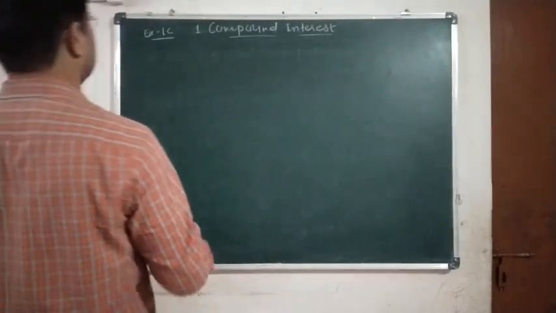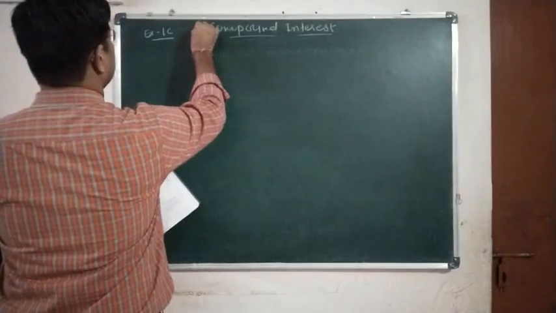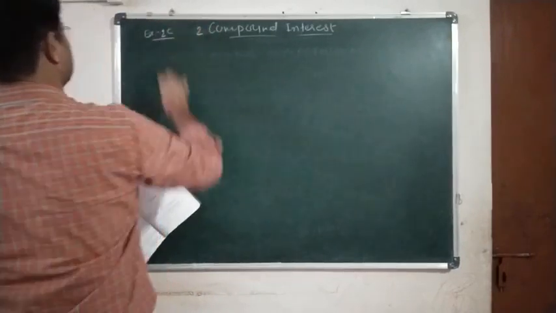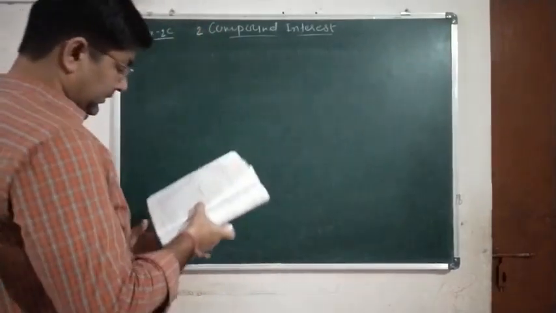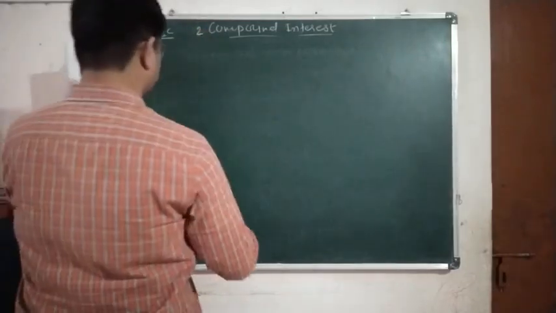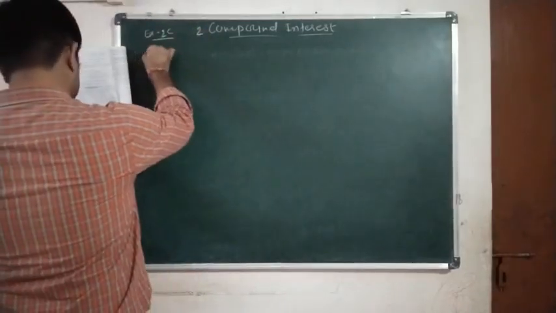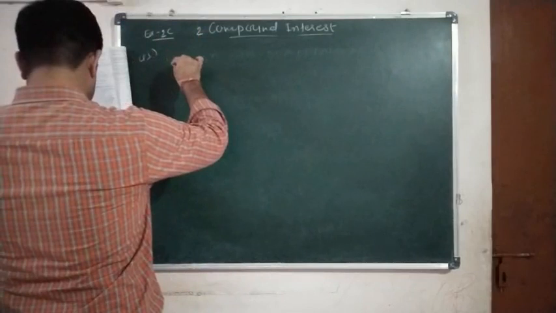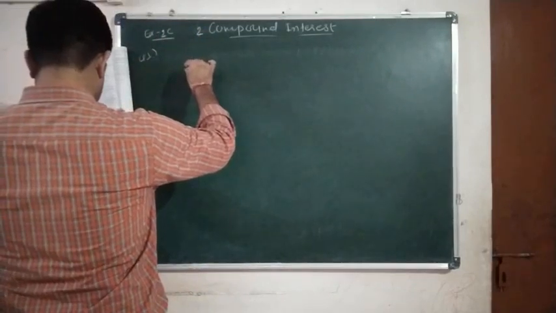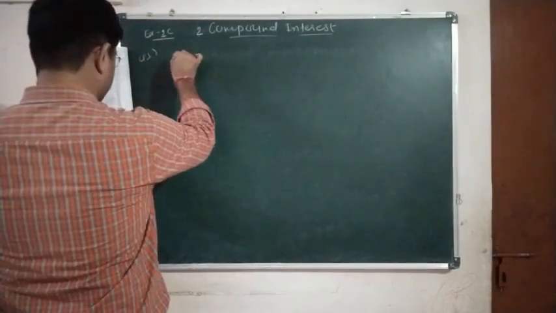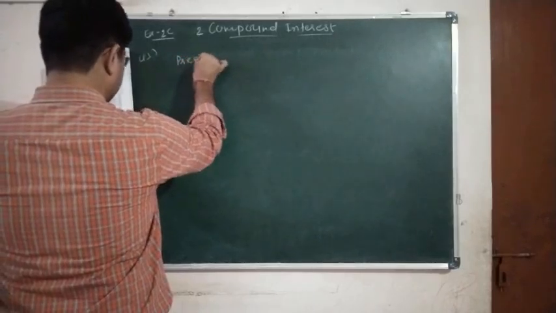This is exercise 2C, chapter number 2. Question number 1: A town has a present population of 15,625.